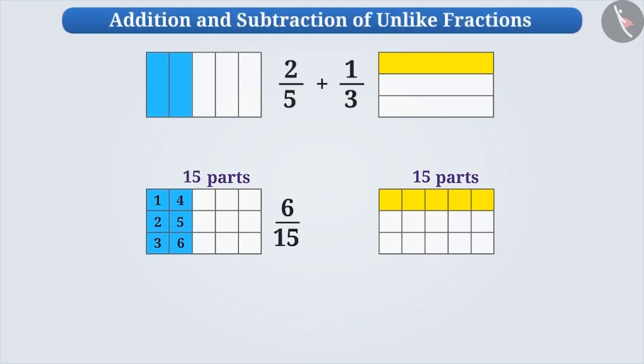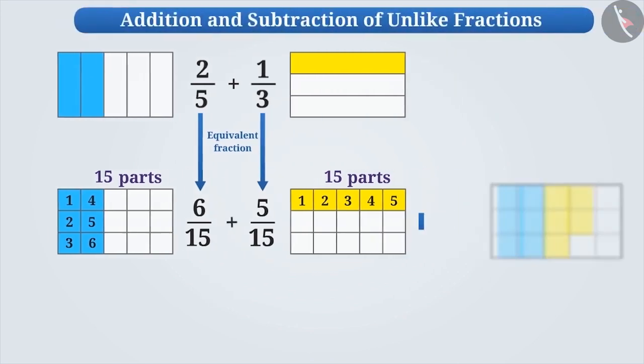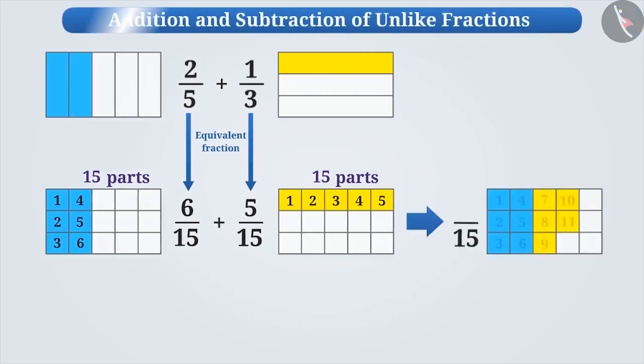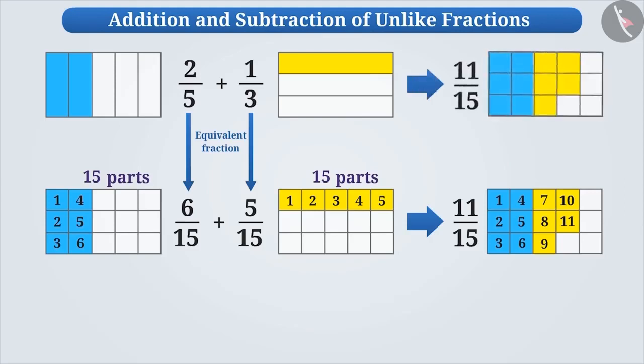Similarly, here 5 out of 15 parts are shaded. Therefore, the fraction will be 5 by 15. Thus, the equivalent fraction of 2 by 5 is 6 by 15 and the equivalent fraction of 1 by 3 is 5 by 15. Now, the total number of shaded parts in both the rectangles is 11 out of 15. Therefore, we can say that 2 by 5 parts and 1 by 3 parts of a chocolate make 11 by 15 parts of a chocolate.